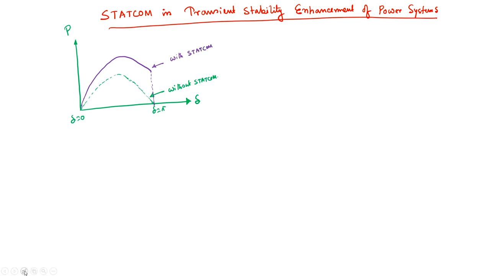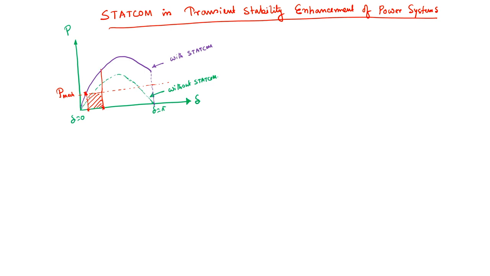Now, suppose this is the mechanical power P mech. So, this was the operating point with the STATCOM. Now, suppose at this operating point there is a fault, and this fault is cleared at this particular point, which corresponds to this particular delta. As you know, this gives you the accelerating area, where electrical power is 0, but mechanical power is constant.